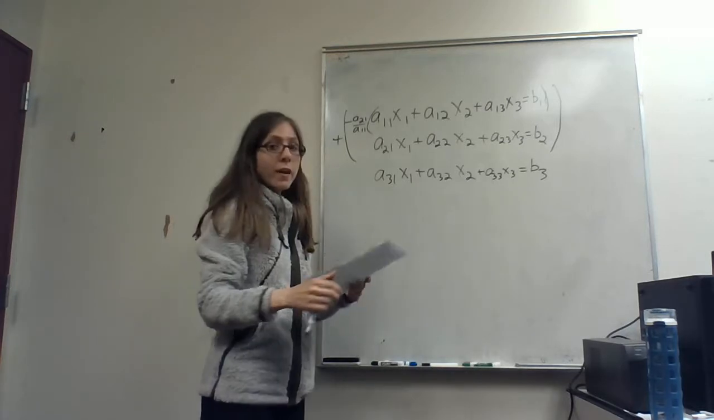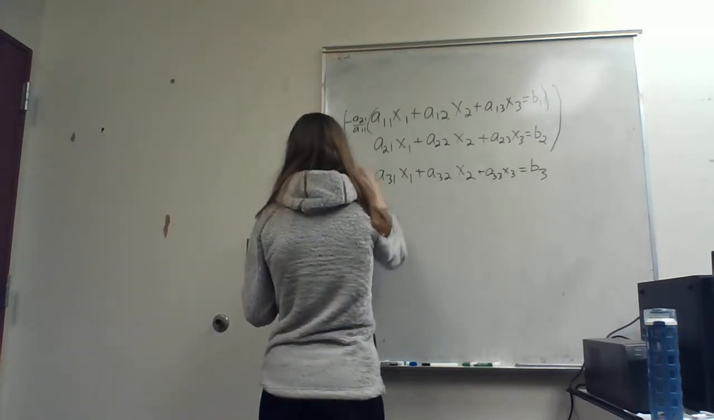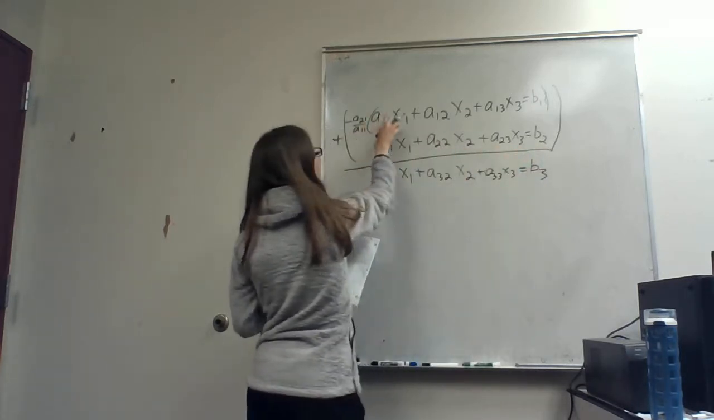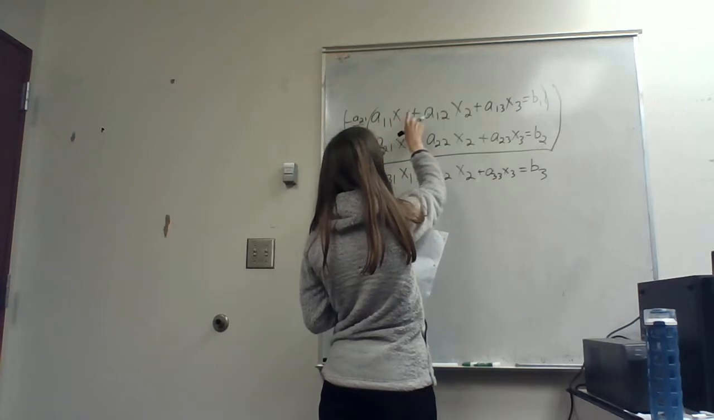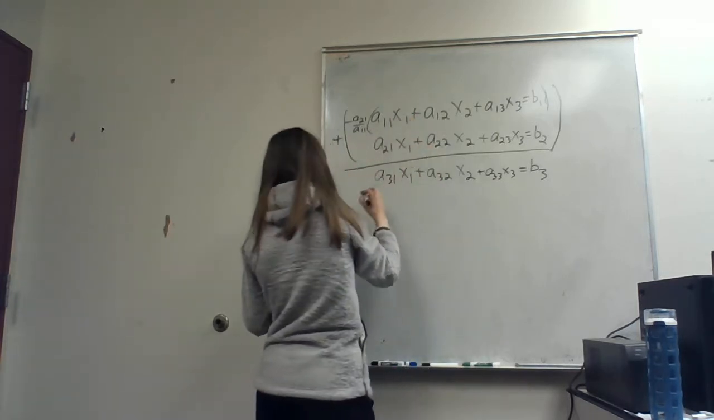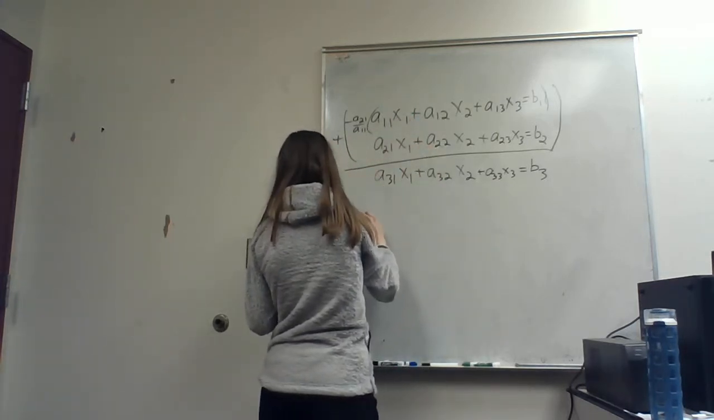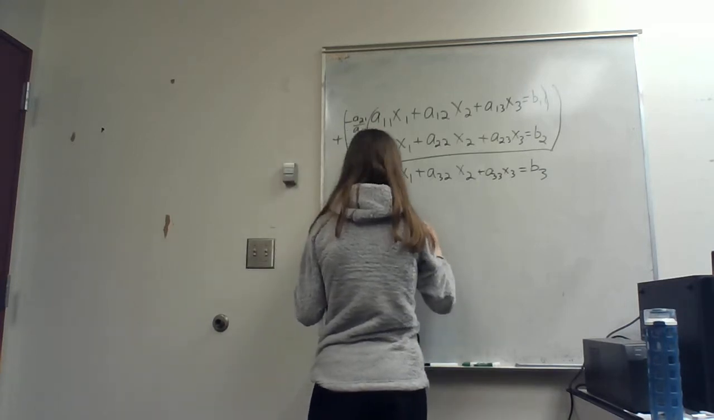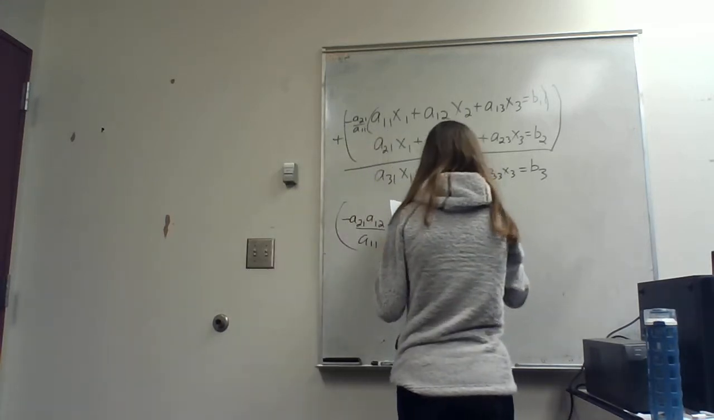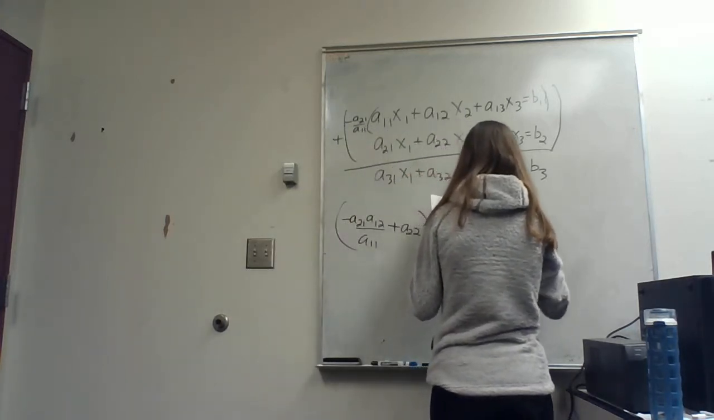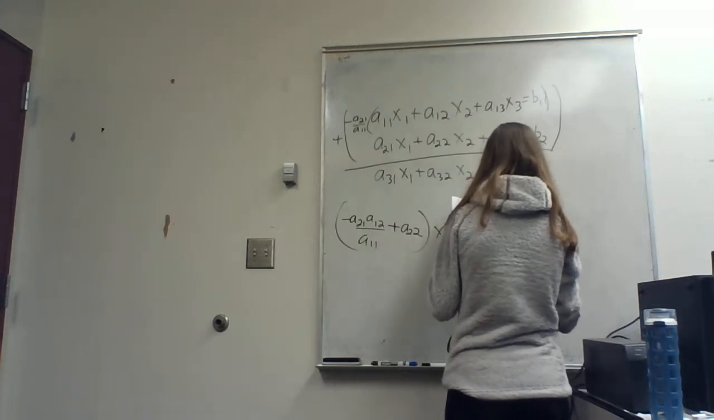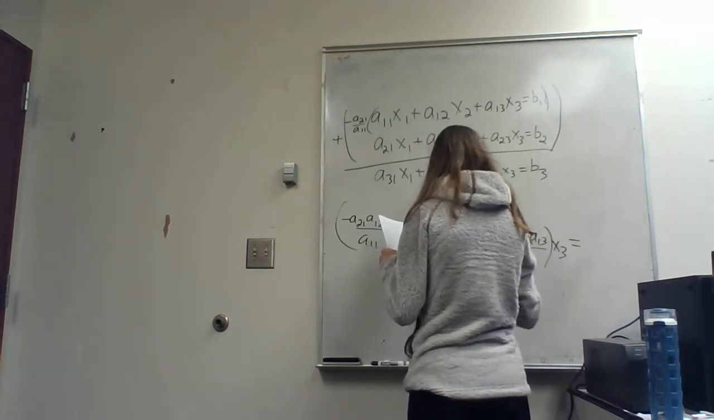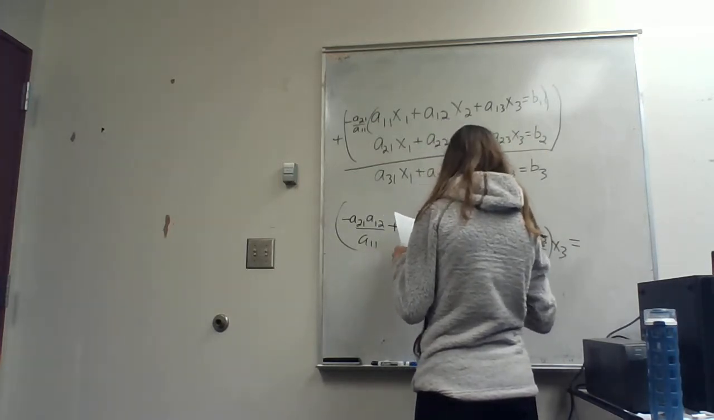And if I do that, I multiply all these terms by negative A21 over A11, and then I add the resulting equation to the second one, then I'll get the result that negative A21 A12 over A11 plus A22 times x2 plus A23 minus A21 A13 over A11 x3 is equal to negative B1 A21 over A11 plus B2.